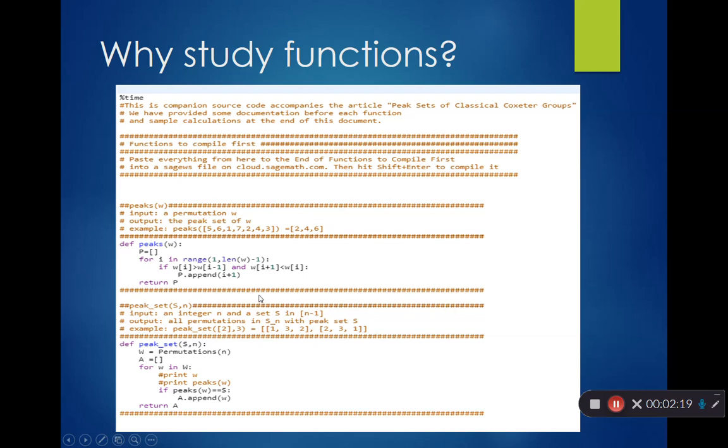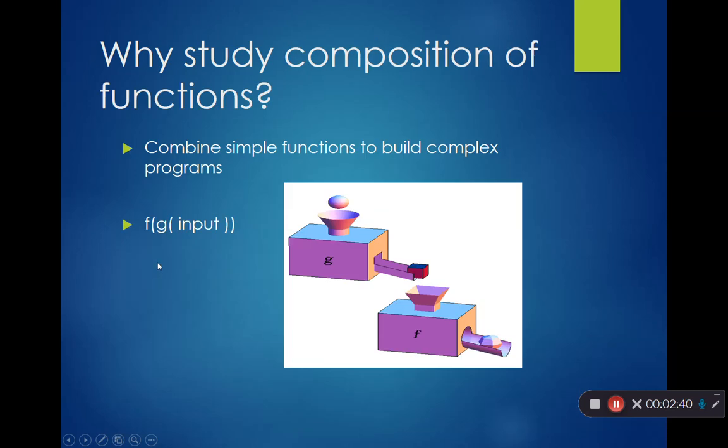Here's an example of some Python code that my research students have written. You can see here that the things that they document are the input, the output, and they give an example to check the rule. Here's the rule. So there's the input W, there's the output P, and it's following this rule. The idea here is that you can write a short function that's really simple to check and debug, and then once you know that works, then you can build more exotic programs by combining these functions using composition.